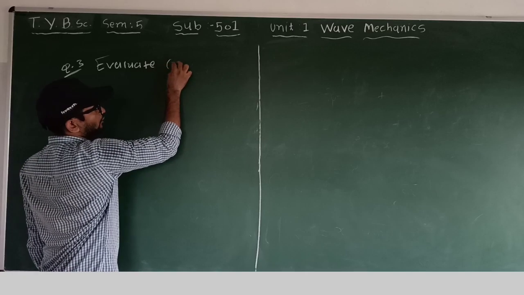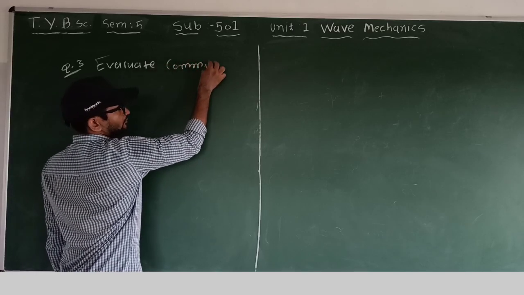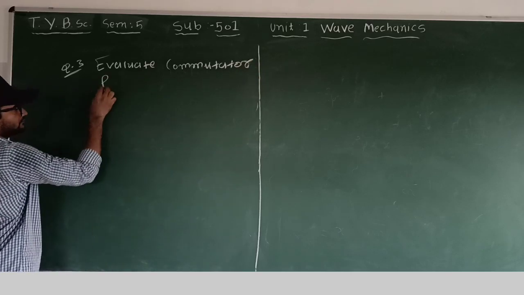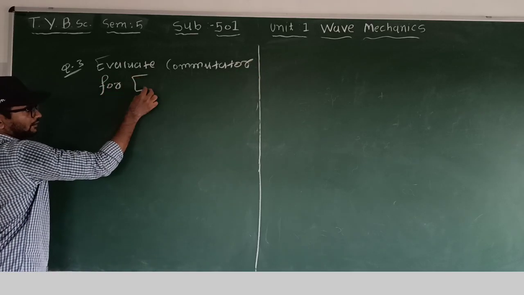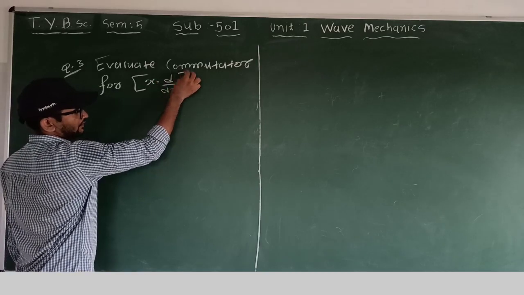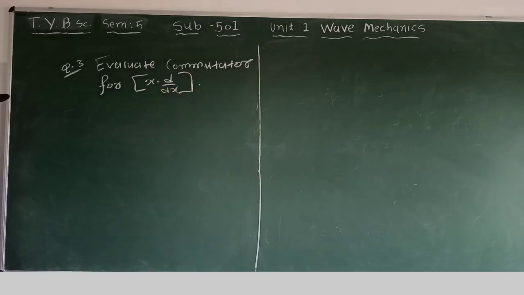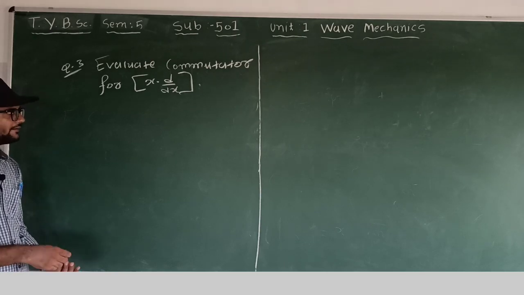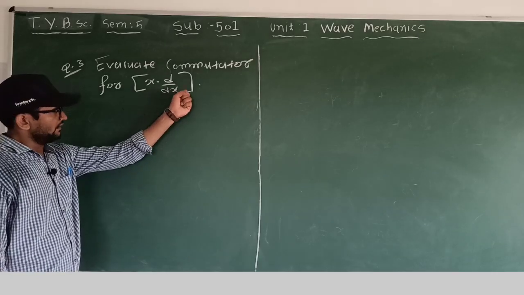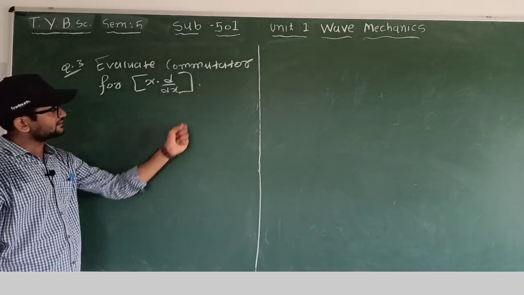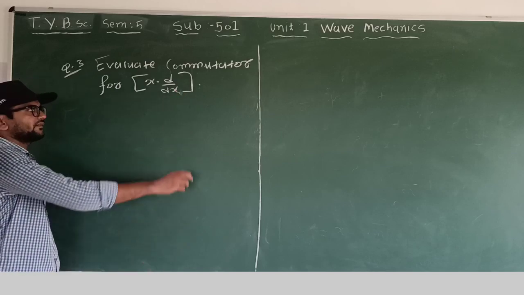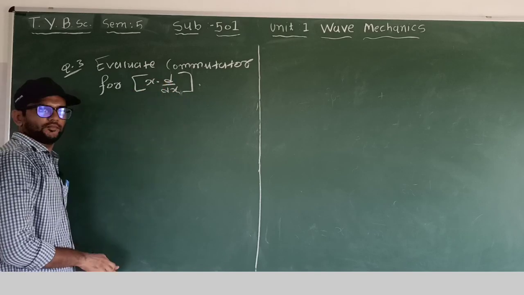Evaluate the commutator for x into d by dx. Here, the square bracket indicates this is a commutator operator, not a multiplication operator.